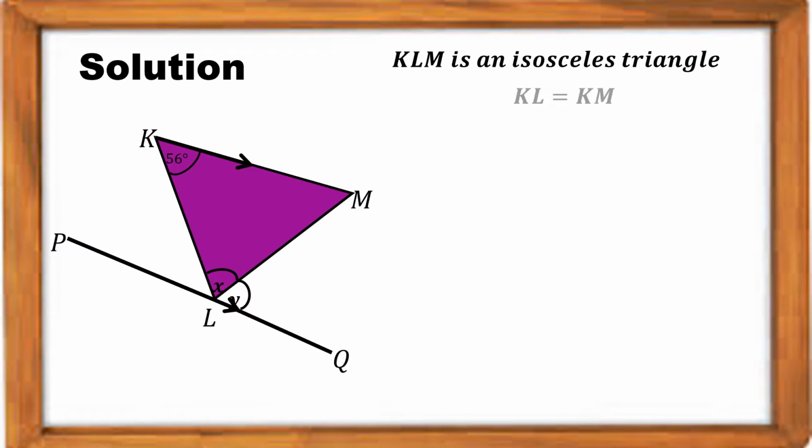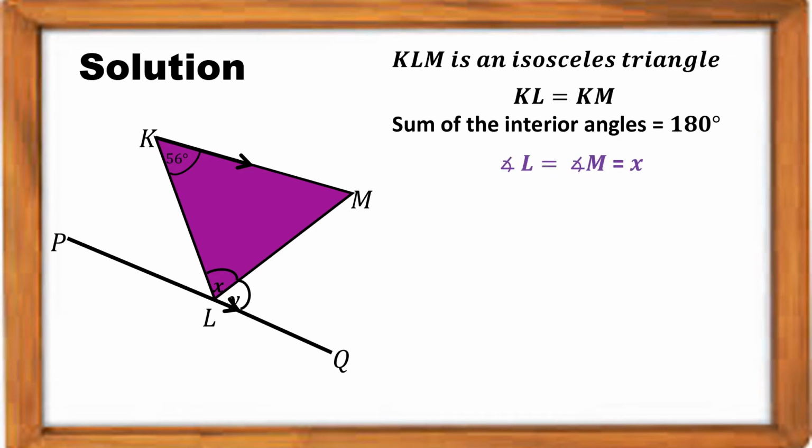And what do we know about isosceles triangles? We know that it has two lengths which have the same magnitude, but also we know that there are two angles which will have the same magnitude. And which two angles are those? Well, those two angles happen to be angle L and angle M. Now once we're able to deduce this much, we can actually move on to solving the problem itself.